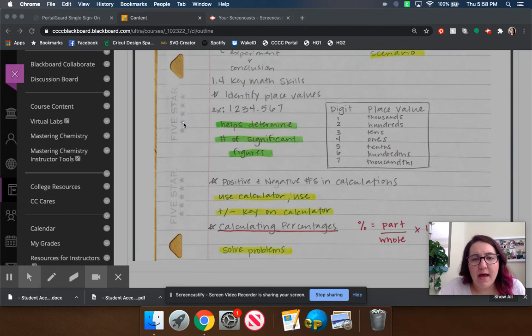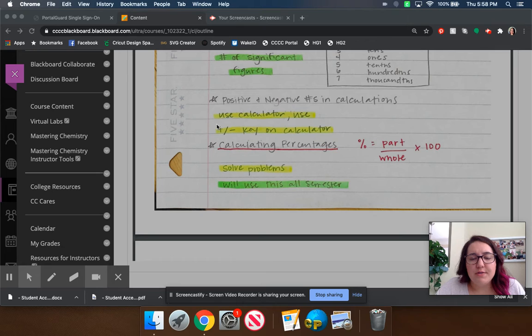Next are these key math skills, and it's really just identifying place values in this little section. So in this number, 1234.567, I've identified the place values here. So the 1 is the thousands place value, 2 is the hundreds, etc. And doing this just helps you determine the number of significant figures. Super easy.